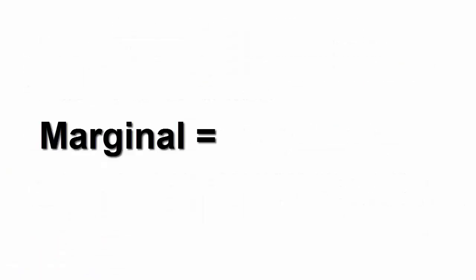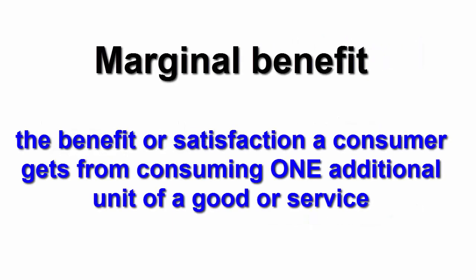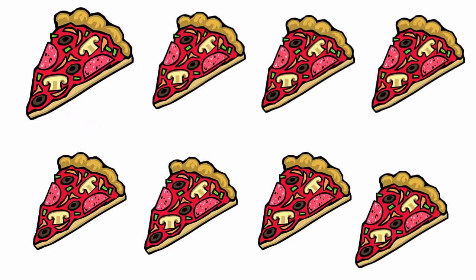The word marginal in economics is used as a synonym for additional or extra. Marginal benefit, therefore, is the benefit, satisfaction, or joy a consumer gets from consuming an additional or extra unit of a good or service. As with many things in economics, it is perhaps easiest to understand this concept with an example. Assume a person is hungry and really wants pizza, so he or she calls it in, and within an hour, an entire pizza is delivered to the house, cut into 8 slices.